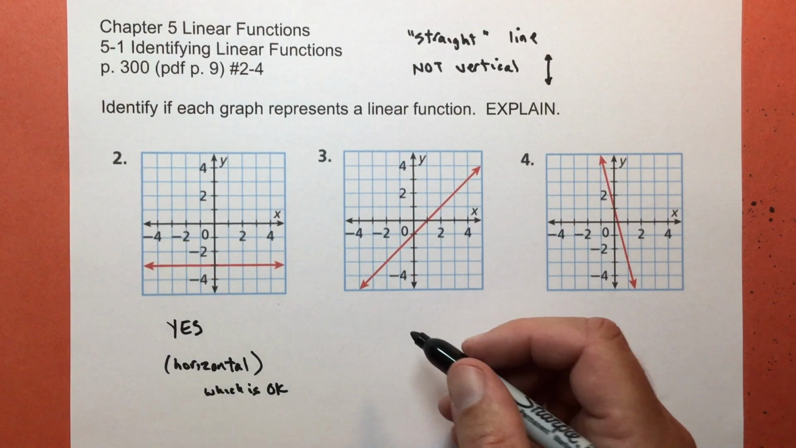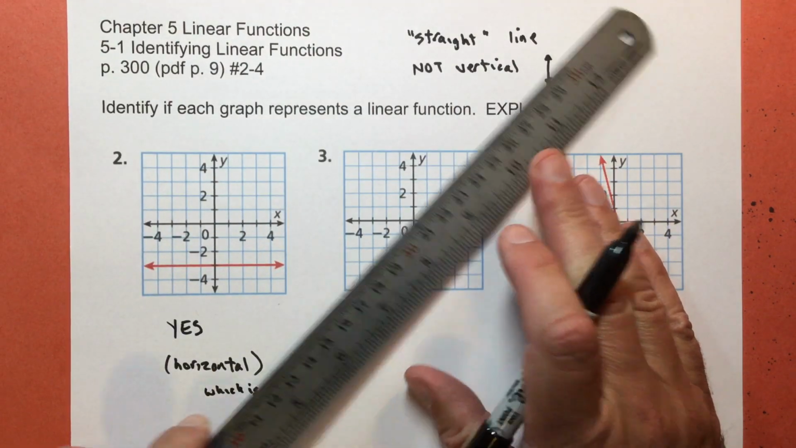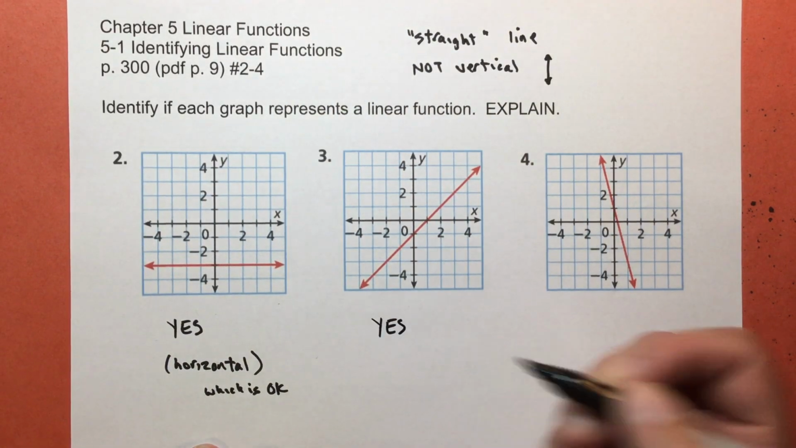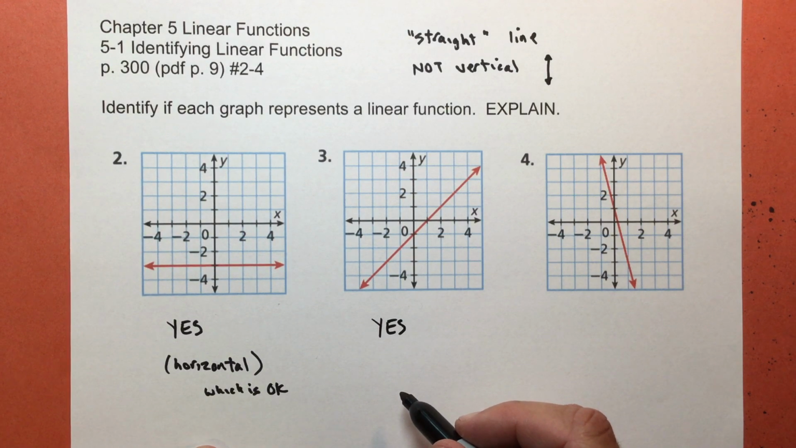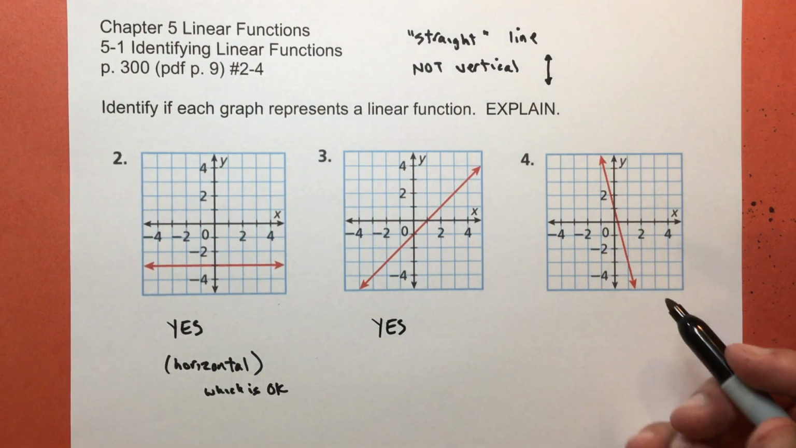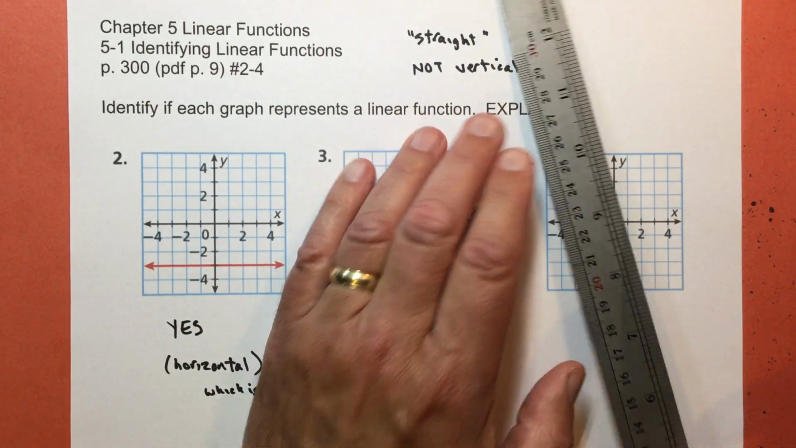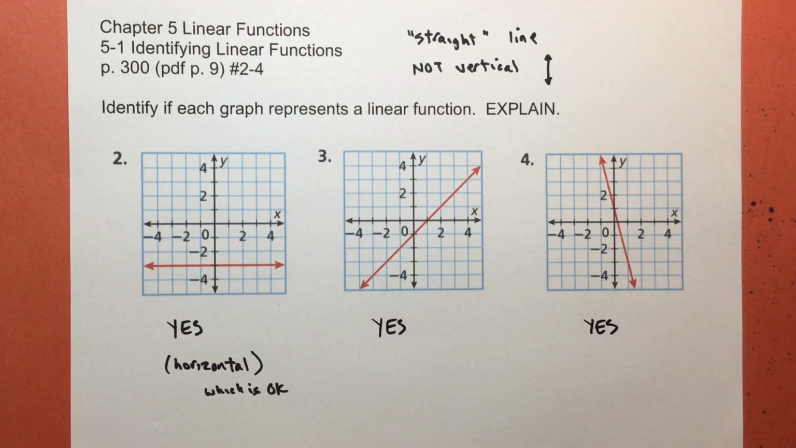For number 3, again, it looks pretty straight. It's not vertical, so I'm going to say yes. Again, it's a straight line and it's not vertical. And honestly, there's nothing hard about that. For problem number 4, one more time, it looks straight. It's not vertical, so yes.